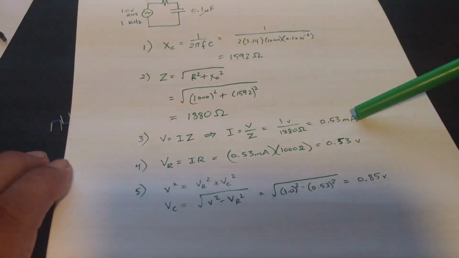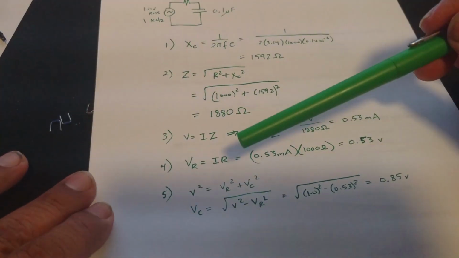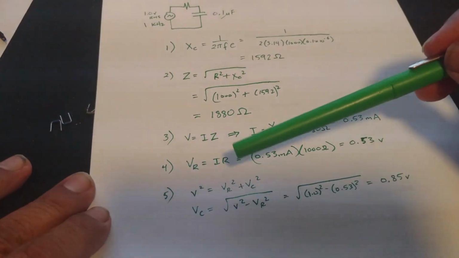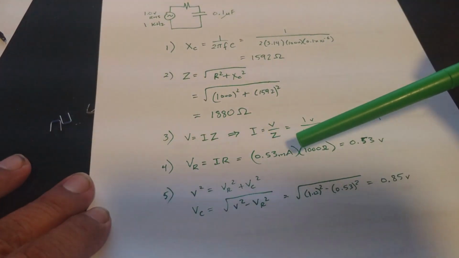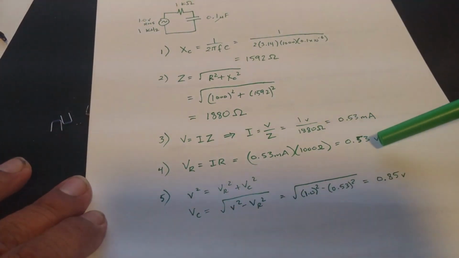Now that we know that, we should be able to calculate the voltage across the resistor, because that's just Ohm's law. VR equals IR, so that's 0.53 milliamps times 1,000 ohms. So the voltage across the resistor should be about 0.53 volts.